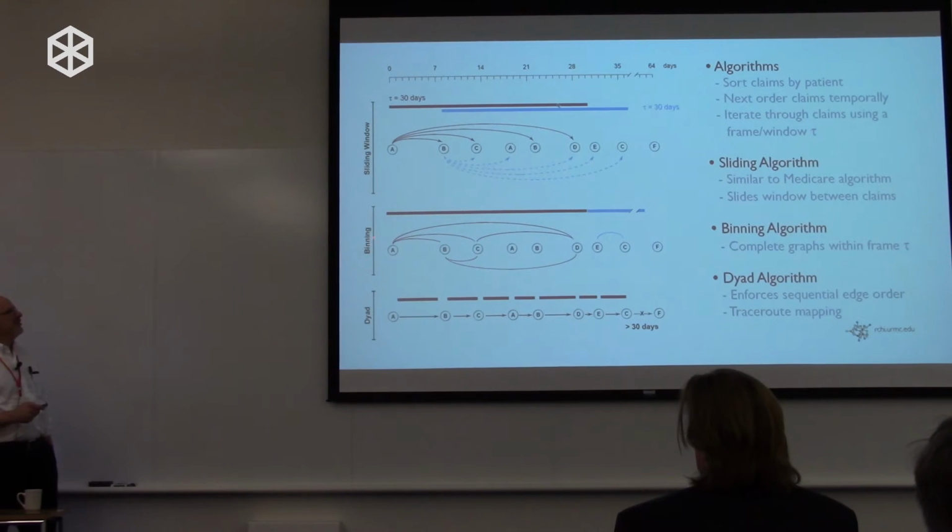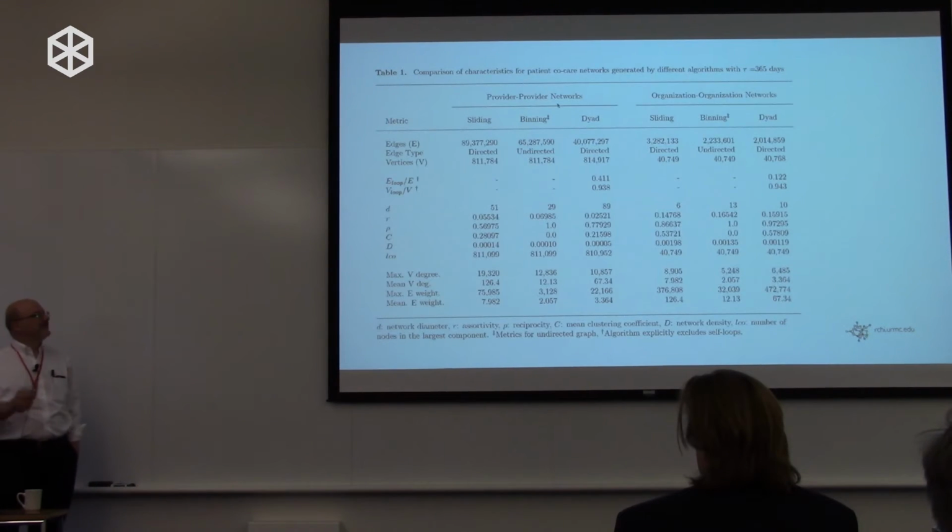We constructed 2 other different algorithms. One is a binning algorithm, which within a window of some time period constructs a complete graph of all the providers that occurred during that time period. The individual edge weights then are tallied across the entire data set to give you edge weights of shared patients between providers. The dyad method is simply a trace route algorithm for constructing a network.